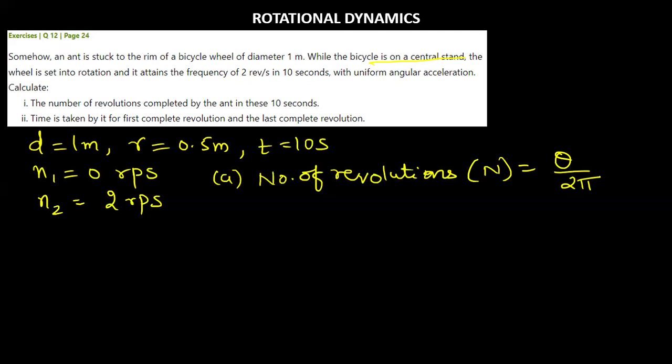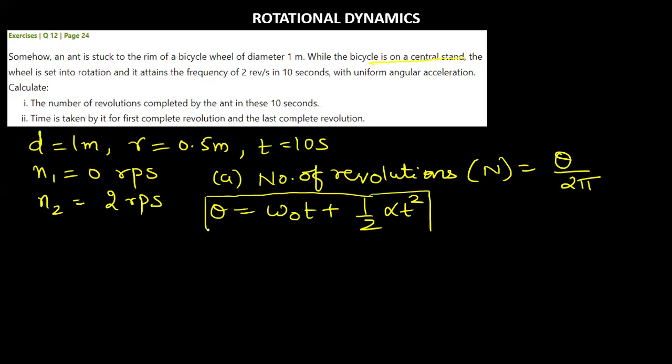So to find N, I will first have to find theta. Using the kinematical equations given in rotational dynamics, theta is equal to omega naught t plus half alpha t square. These equations are kinematical equations similar to linear motion. We have discussed them in class, and they are given in our textbook also. Like v square equal to u square plus 2as, s equal to ut plus half at square. This is similar to s equal to ut plus half at square.